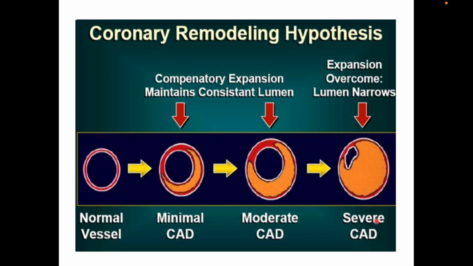That's when you have a severe coronary artery disease. The positive remodeling has taken place. It cannot expand any further, and now the lumen is being compromised.